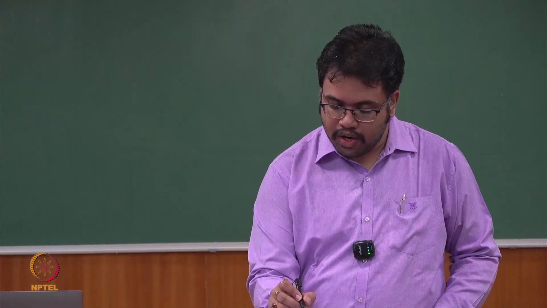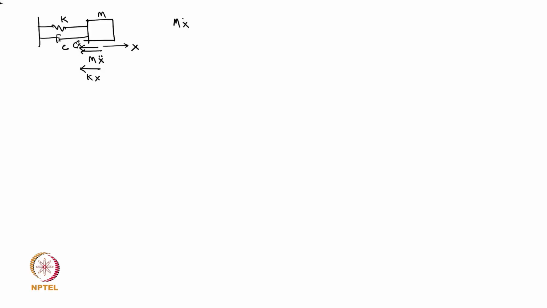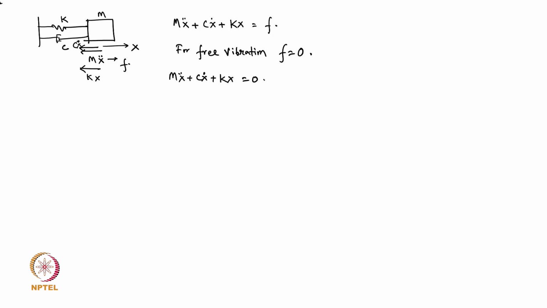Okay, so how can we write our equation? m x double dot plus c x dot plus k x equals some force, if we have some force. But for our case, for free vibration, the F should be equal to 0. So for free vibration, we can write m x double dot plus c x dot plus k x equal to 0. Okay.